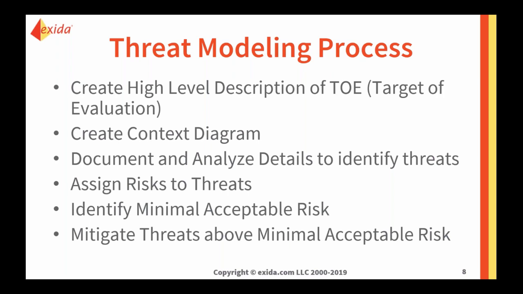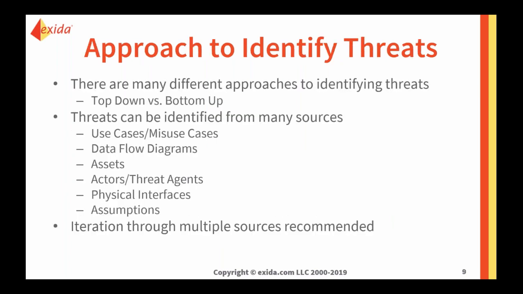Once you've identified the threats, you want to assign risks to them, and then you want to make sure you have a minimal acceptable risk defined for your system. And that's something that could change over time. When you first develop a system, or if you have an existing system, you may accept higher risks in the beginning, but try to continuously improve that system so that you eliminate more and more risk over time. So once you've established that minimal acceptable risk, you're going to want to mitigate all the threats that are above that level, such that you've mitigated their risk to be below that level.